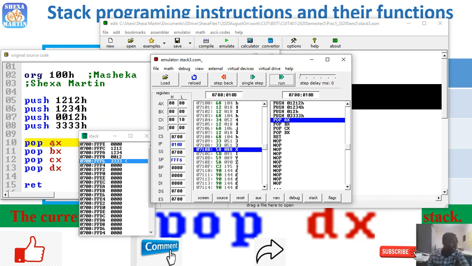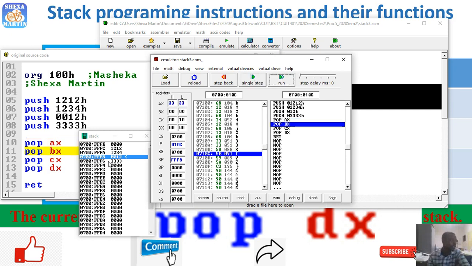So now when I run this pop AX, check AX here, the value that is to be moved into AX is the one that is on the top of the stack. And which value is the one that is on the top of the stack? The one that is pointed to by the stack pointer, which is 3333. So what happens when this value is moved into AX? The stack pointer subtracts 2 and then goes to point to 0012. Look at that. It's now pointing at 0012, and in AX we now have 3333.